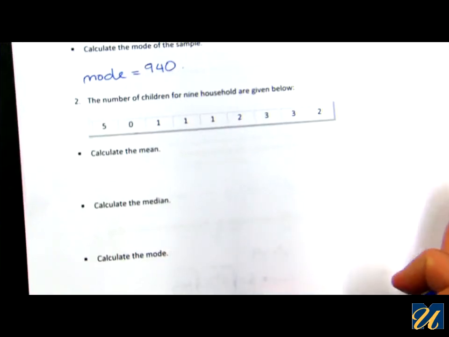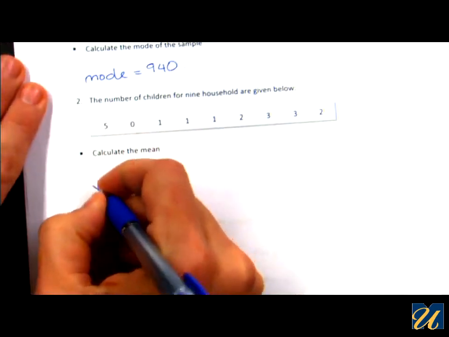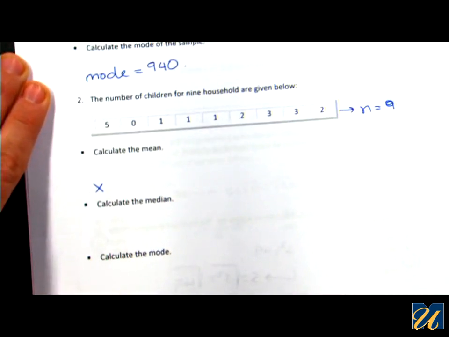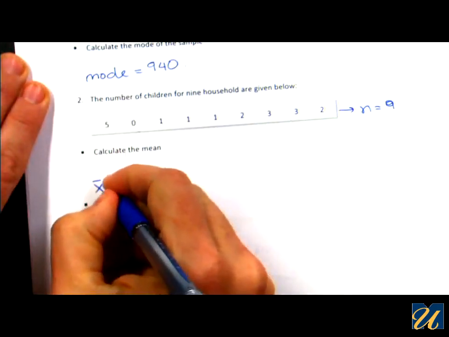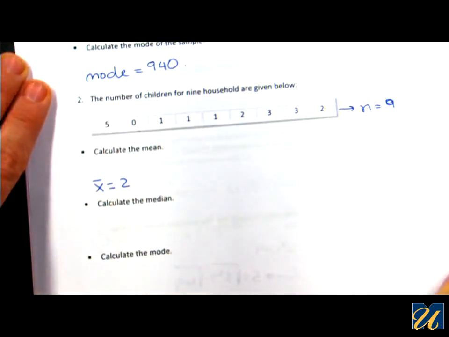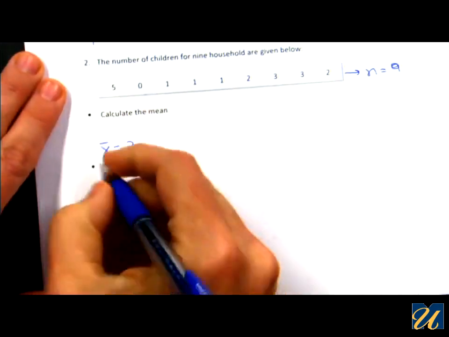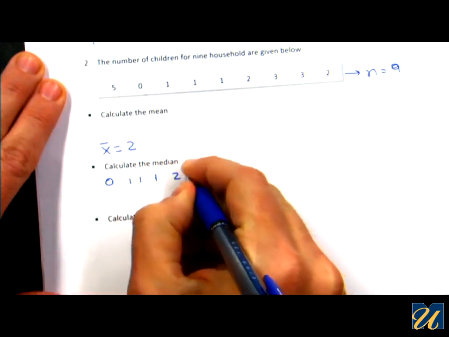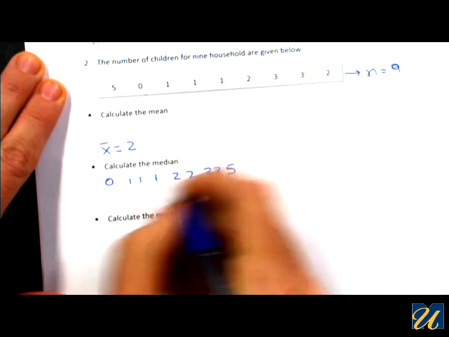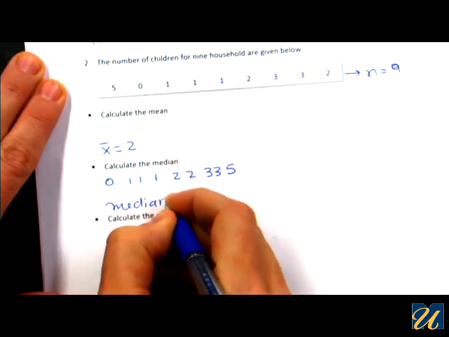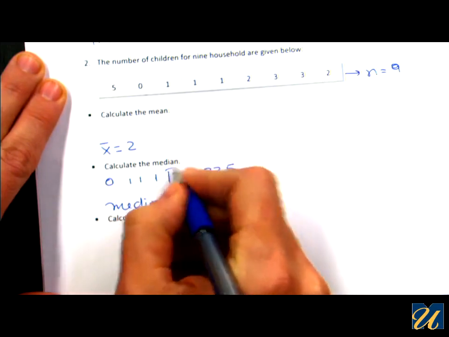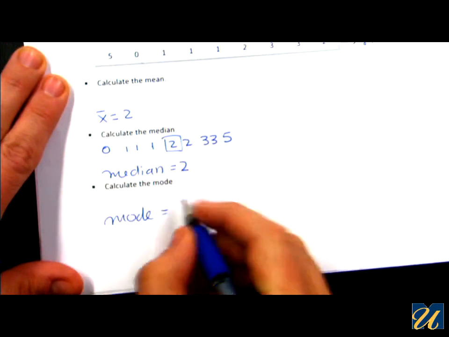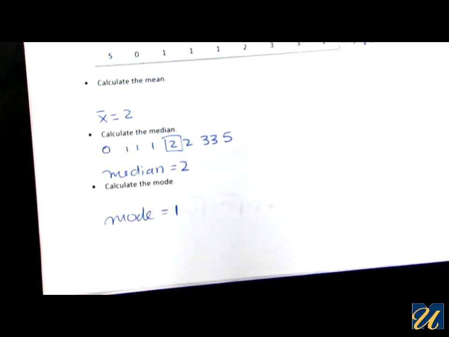For the second example, the mean, we have 9 entries, so n is equal to 9. We add them all and divide by 9. X bar will be equal to 2. To find the median, we place the data in order: 0, 1, 1, 1, 2, 2, 3, 3, and 5. Therefore, the median will be the value in the middle, which is 2. Mode is the entry with the highest frequency. In this case, the highest frequency is 1.